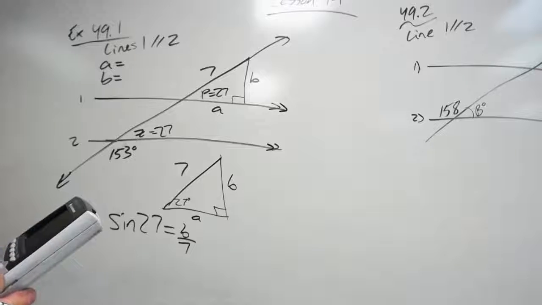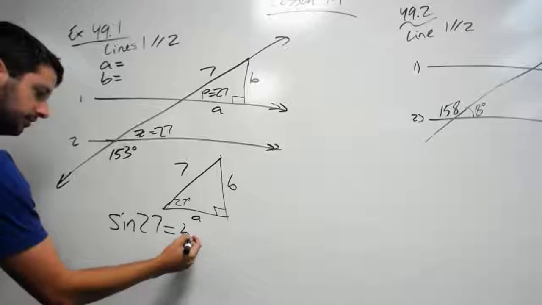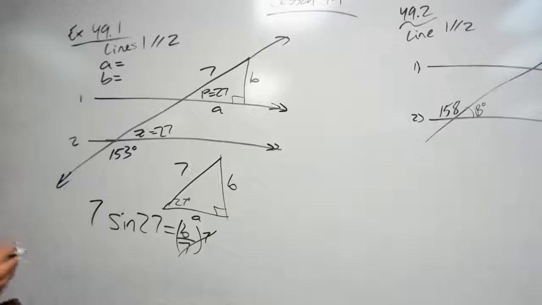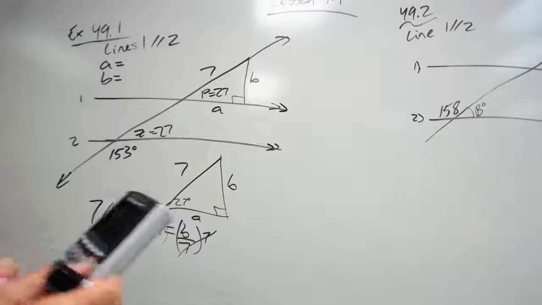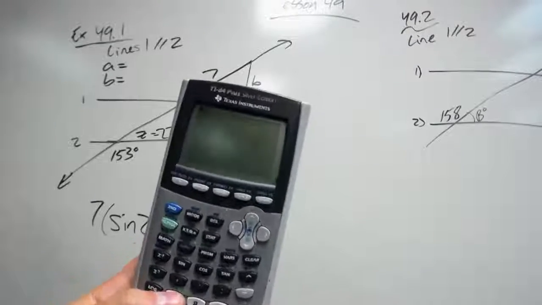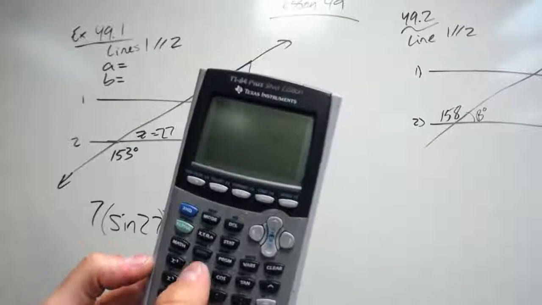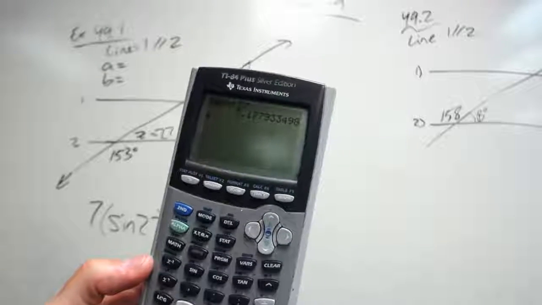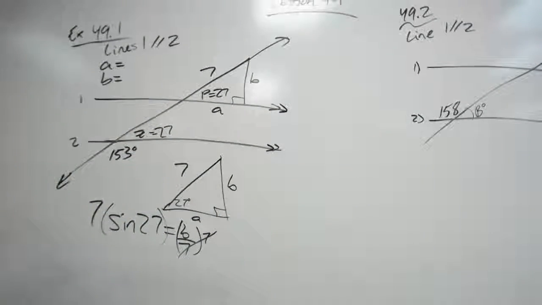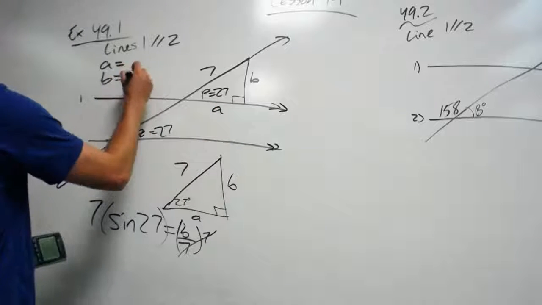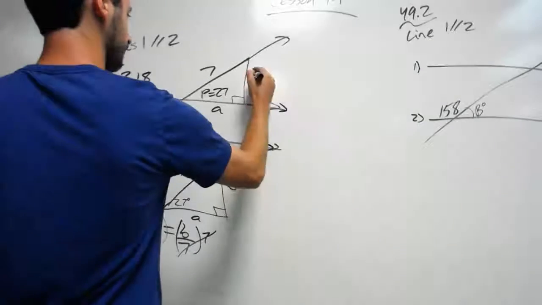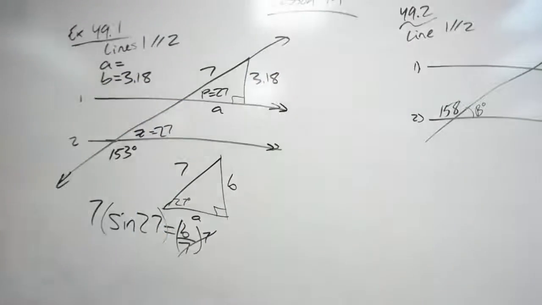So I punch in my calculator. Well, actually, to get B by itself, we multiply by 7. The 7 goes on the left side of sine, because technically it's 7 times sine of 27. But all you have to do is put in your calculator 7 sine 27, and you get 3.18. 3.18 for B. So we've got B, 3.18. Now we just need to find A.